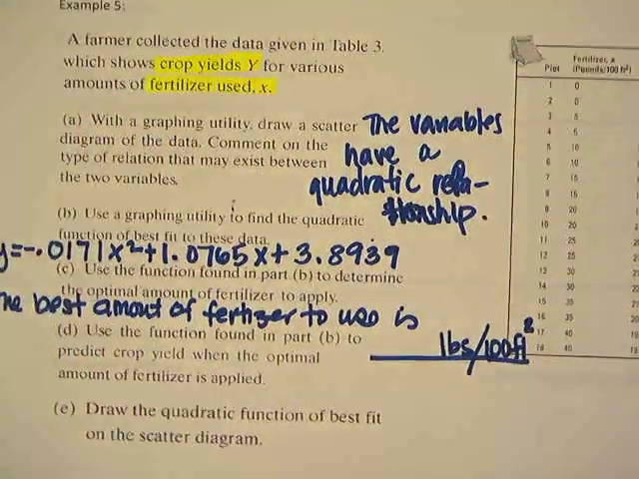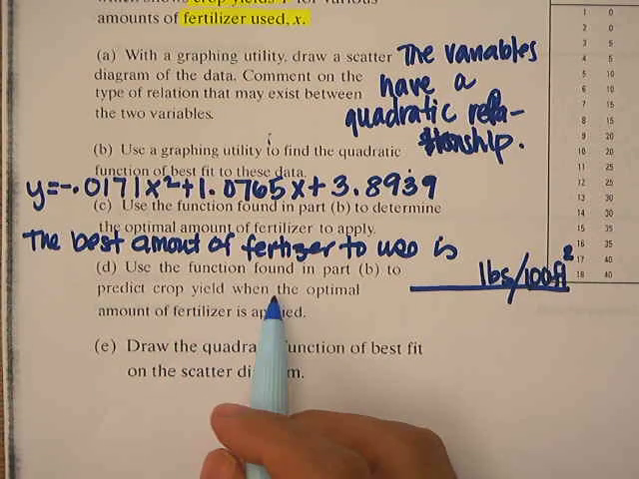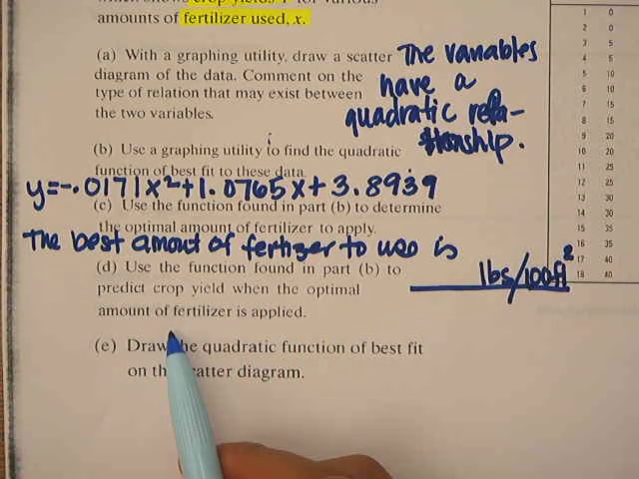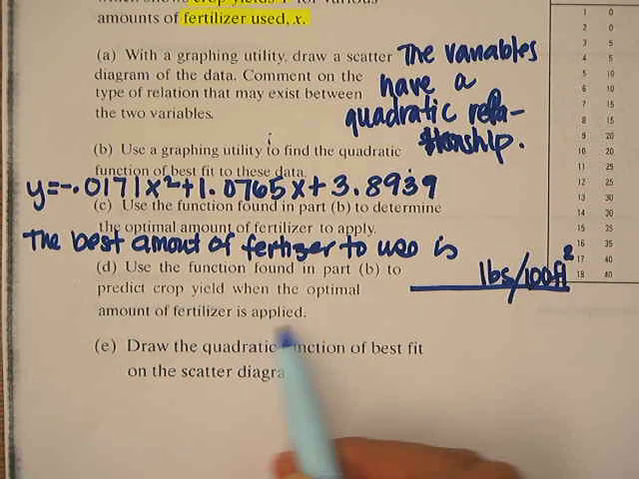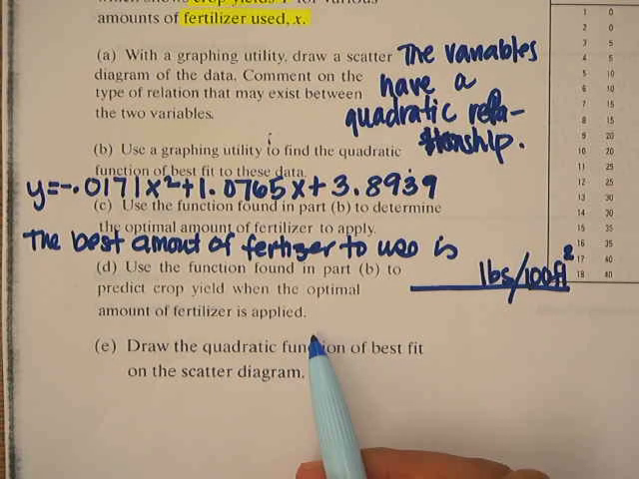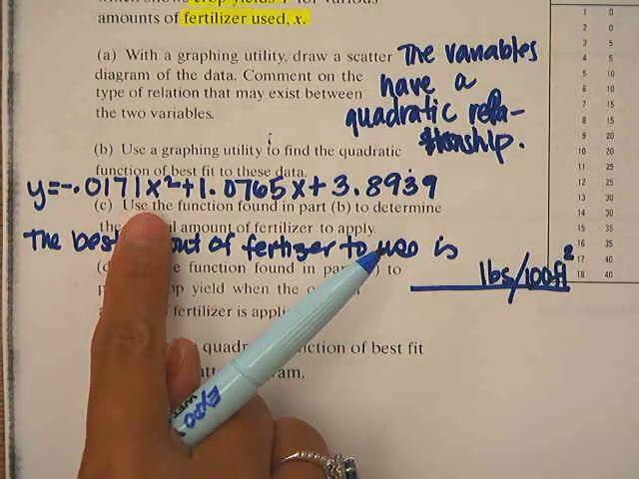All right, let's move on to D. Hopefully you found that amount. Part D, use the function found in Part B to predict crop yield when the optimal amount of fertilizer is applied. In this particular step, you don't have to do any more work. Okay, it's the same screen of Part C.